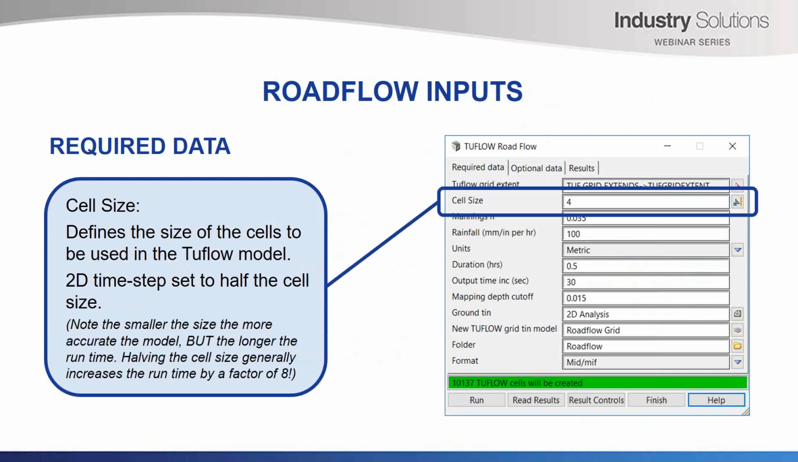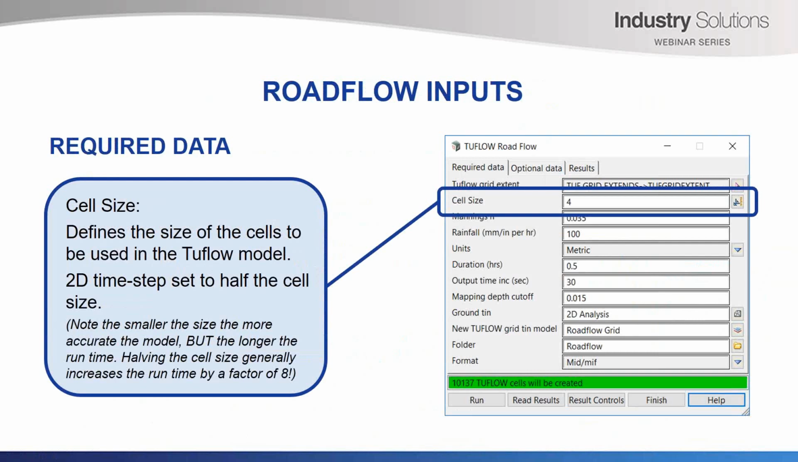The cell size. This defines the size of the cells to be used in the TUFLOW model, and for the cell size that you determine, the time step within the TUFLOW run will always be half the cell size. There's a bit of give and take with regards to what sort of cell size should I use, and this is really up to you as the designer.